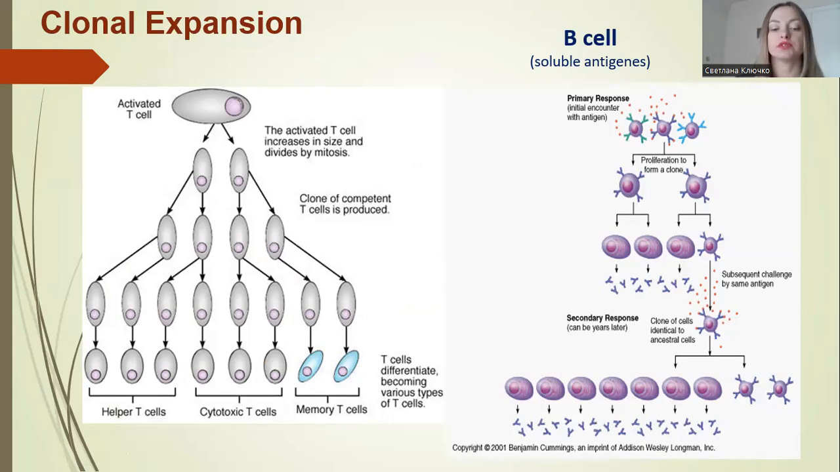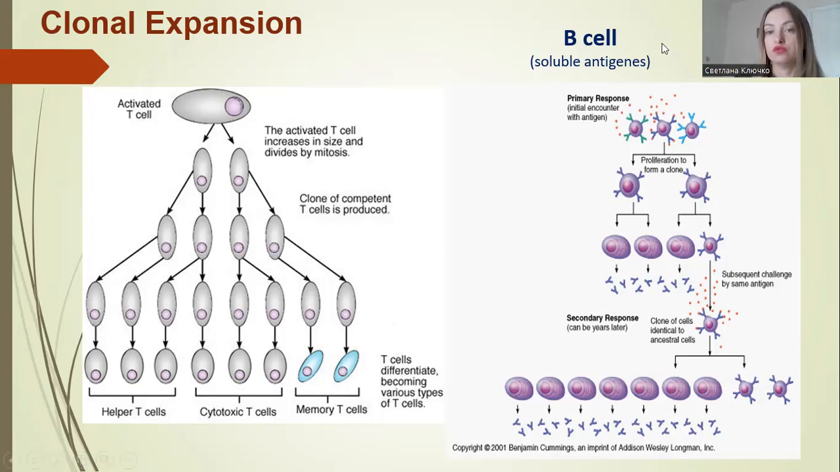Look, please, what happens after activation of the cytotoxic T cell? The activated cytotoxic T cell is the effector cell of cell-mediated immunity. The activated T cell increases in size and divides by mitosis, and a clone of competent T cells is produced. They proliferate via mitosis, and T cells differentiate, becoming various types of T cells. We have helper T cells, cytotoxic T cells, and memory cells. This is the mechanism of cell-mediated adaptive immune response via clonal proliferation.